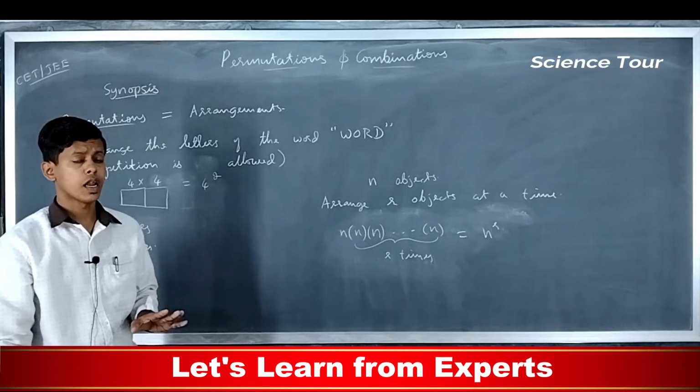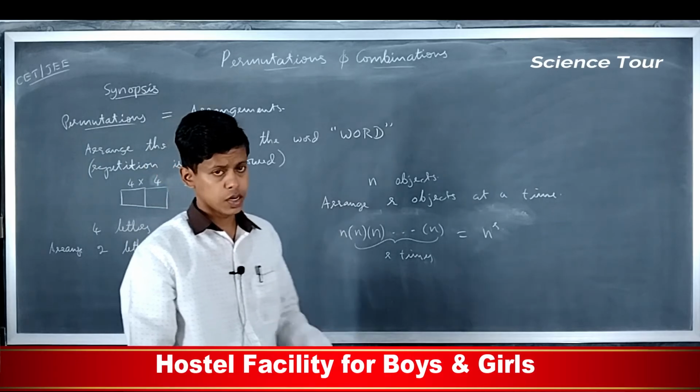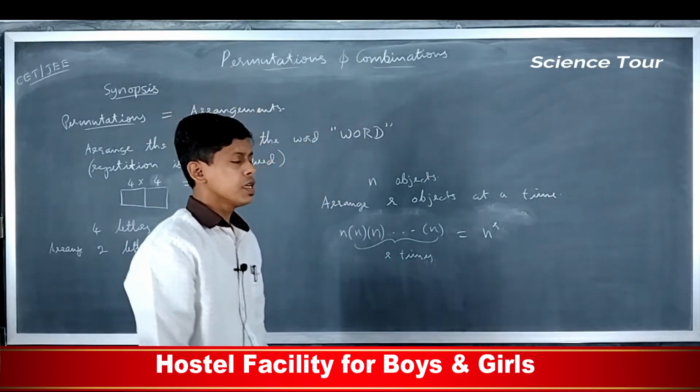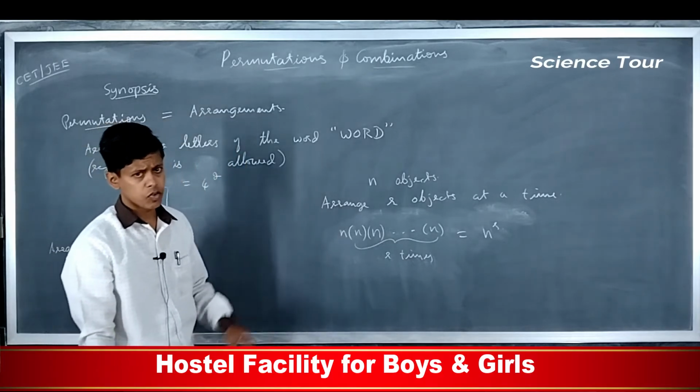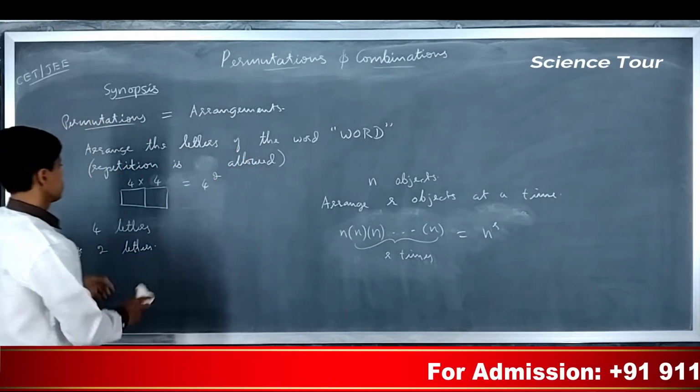If repetition is not allowed, then it is n into n minus 1 into n minus 2, so on, n minus r plus 1. Now there is a special formula for the first case when the repetition is not allowed. Let's come to that.